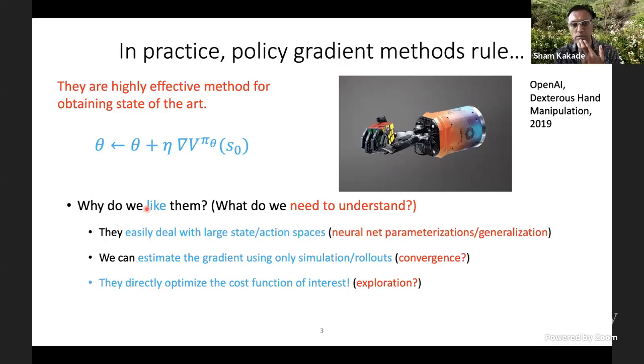These are methods that are great for dealing with large state and action spaces because of how you can plug these neural networks into them. But we'd like to understand what's the right way to think about these neural networks with regards to the approximation power in these methods. These methods are very easy to compute gradients, but we'd like to get a handle on convergence. And finally, we also want to think about the interplay between these methods and exploration.